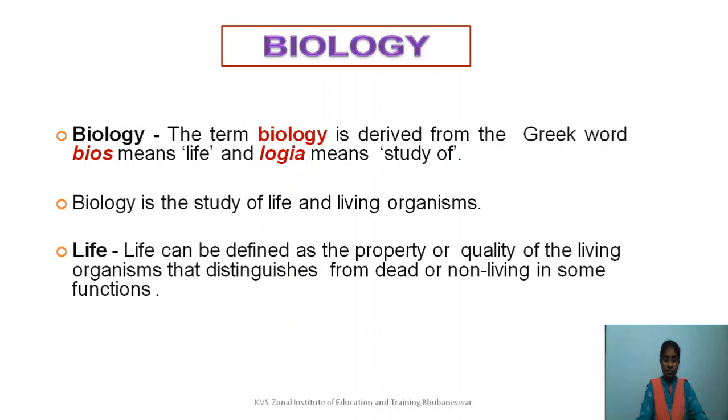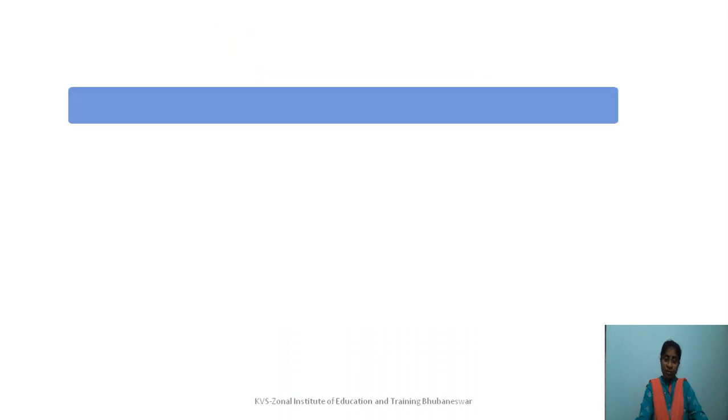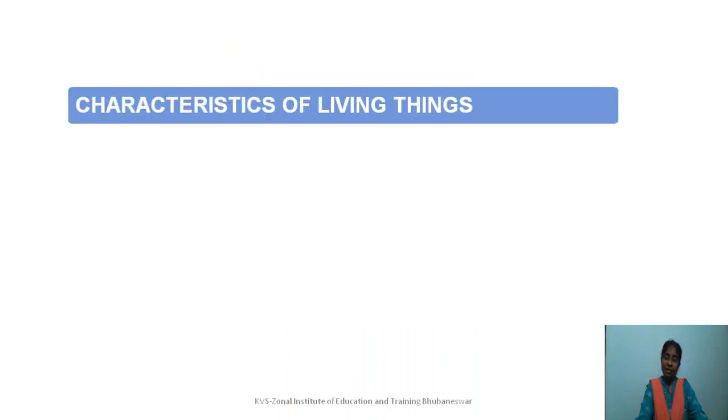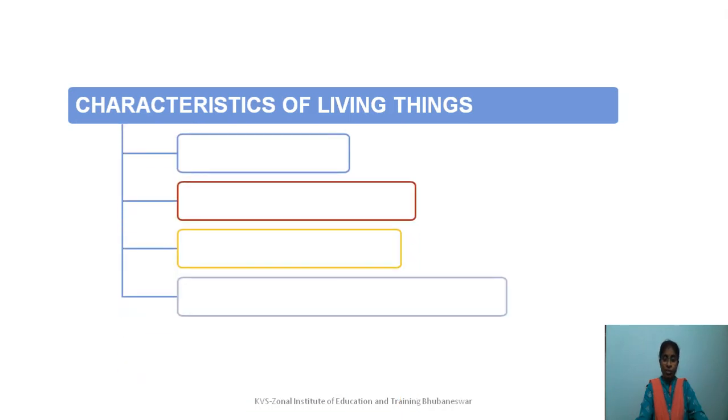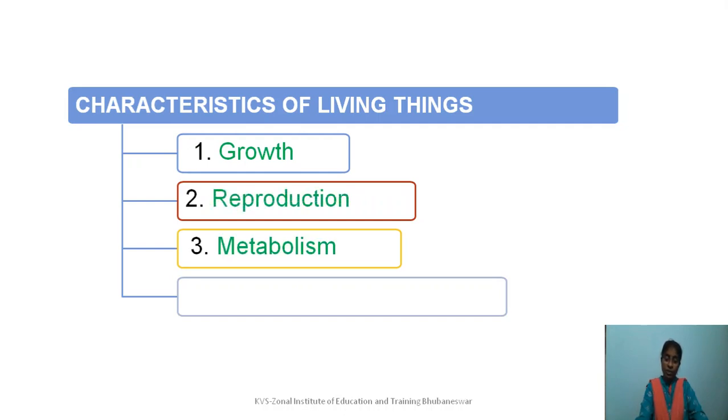Now what is life? Life can be defined as a property or quality of living organisms that distinguishes them from dead or non-living things in some functions. Such a function may be growth, or being sensitive to stimuli, and many more. So let us see the characteristics of living things that distinguish them from the non-living. First is growth, then reproduction, metabolism, and response to stimuli.